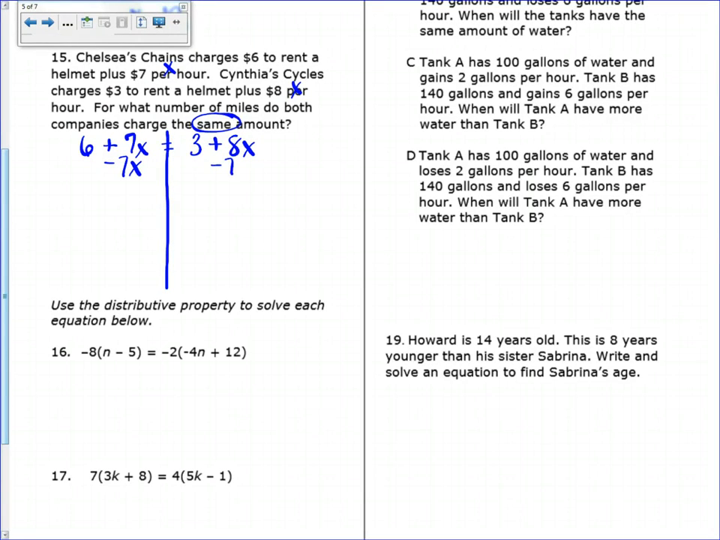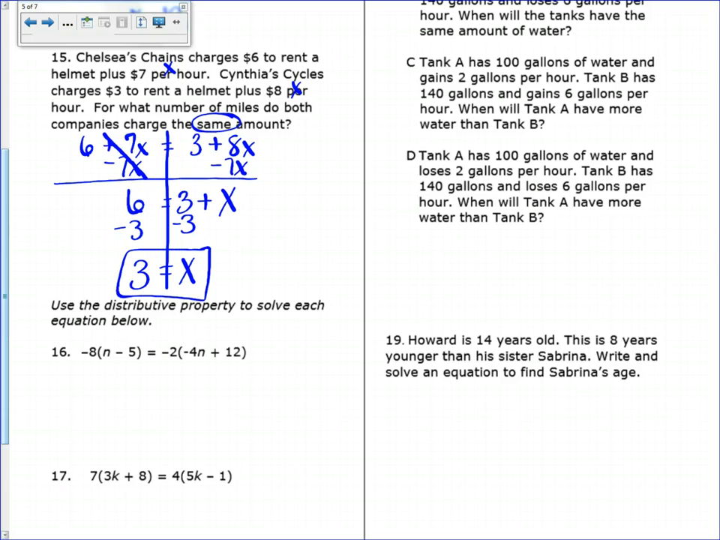Subtract 7x. 6 equals 3. And then 8 minus 7 is 1x. So you're just left with x. And subtract 3 from both sides. Because we only have 1x left, we don't have to divide anything. And we get x equals 3. So after 3 hours, they will charge the same amount.